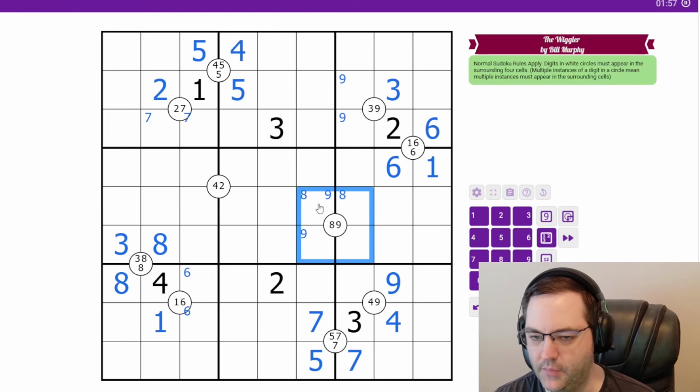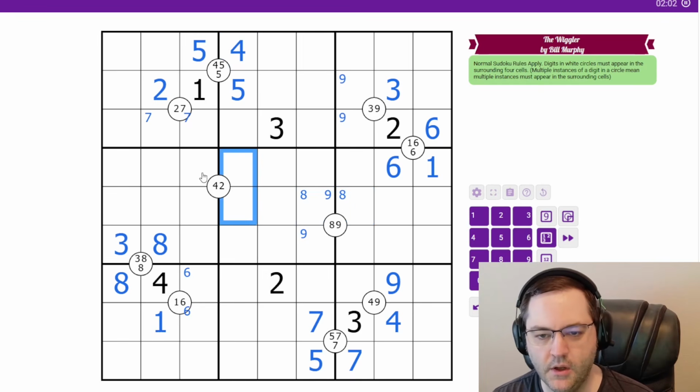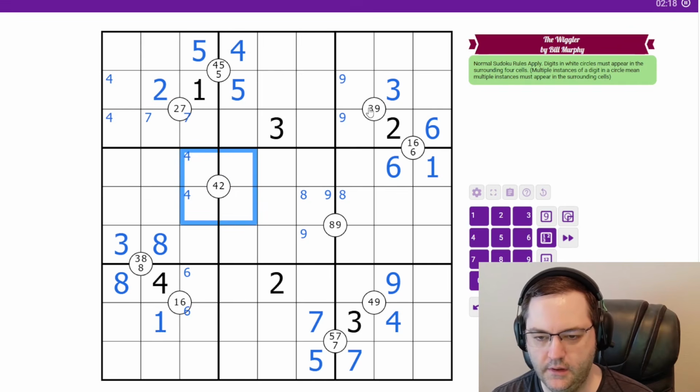Since this is a quad puzzle, sometimes I'll mark like this. You don't have to. 4 can't go in these 2 cells, so it's in one of these. And that means in box 1, it's in one of these. 2, we don't know anything about here. Alright, I think it is time for some regular Sudoku.